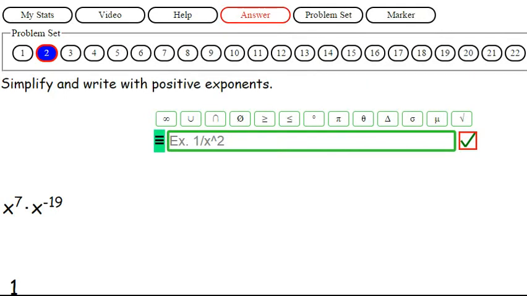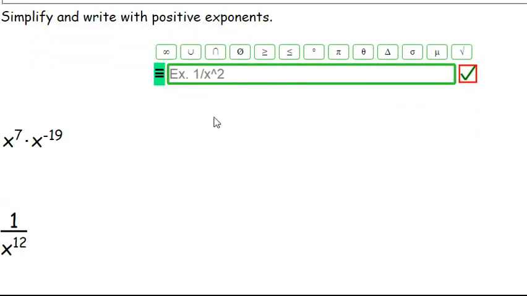Come over here. 1 over, and that's just, no, that's 2. I thought that was a 12 there. Okay, so 1 over x to the 12th power.